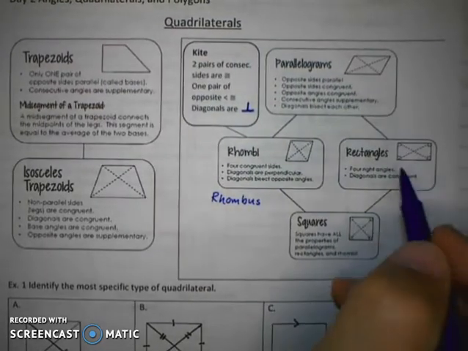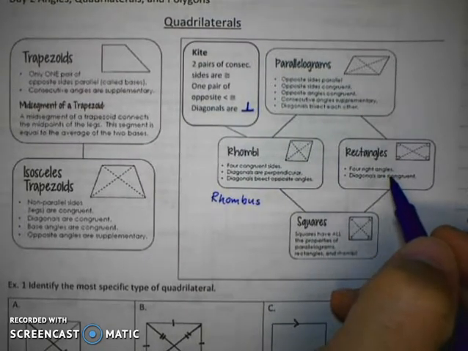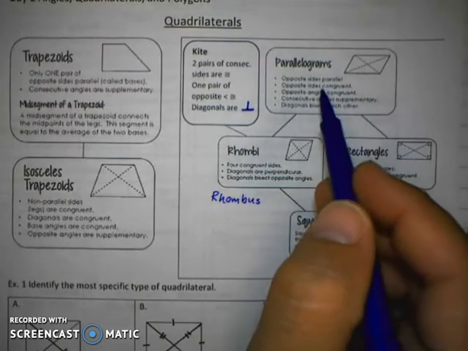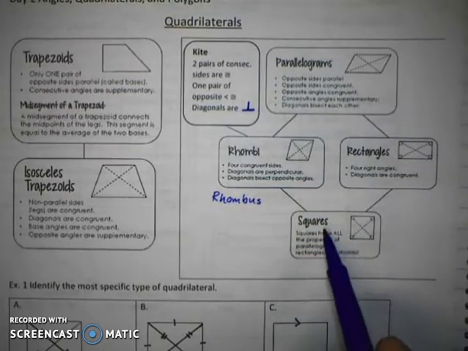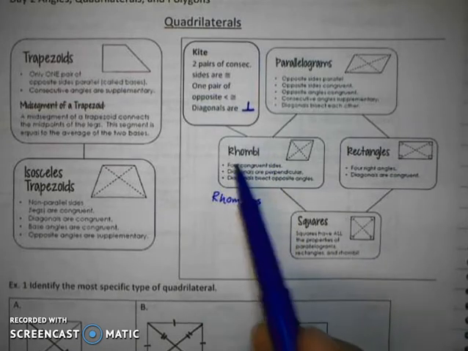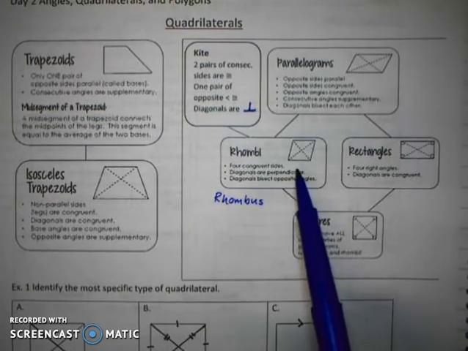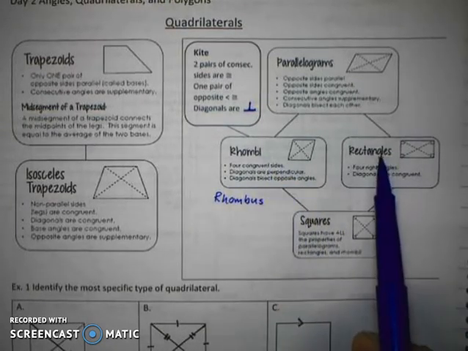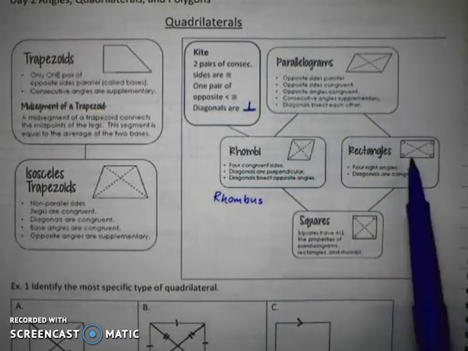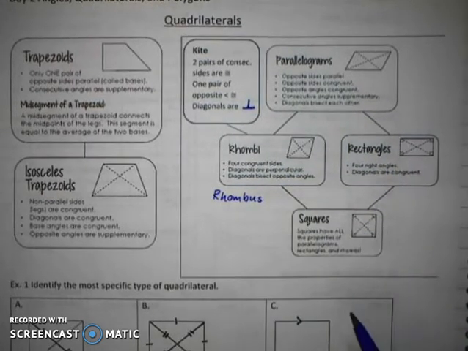And so we have rectangles. Rectangles have 4 right angles, and it has all the characteristics of a parallelogram. And squares have all the characteristics of both rhombus and rectangle. And so it doesn't have any unique characteristics of its own, but it has the shared characteristics of rhombi and rectangles. So if a quadrilateral is both a rhombus and a rectangle, then we call it a square.